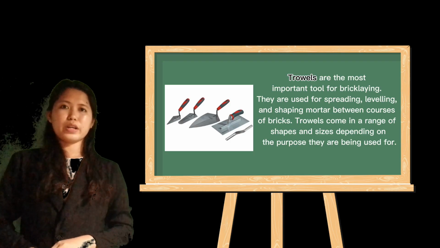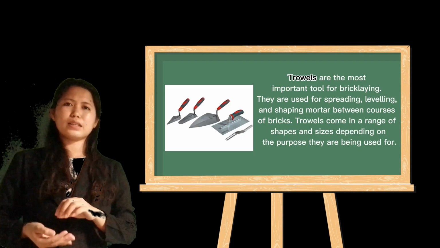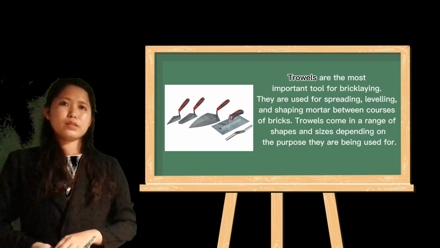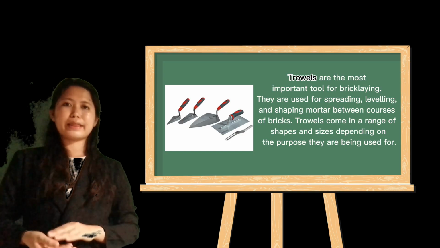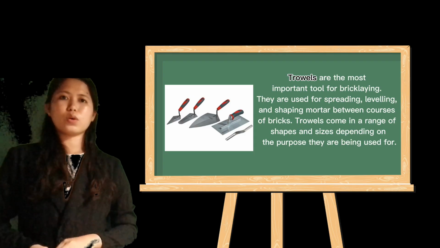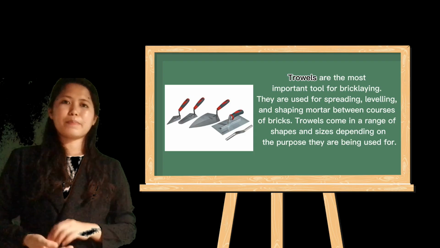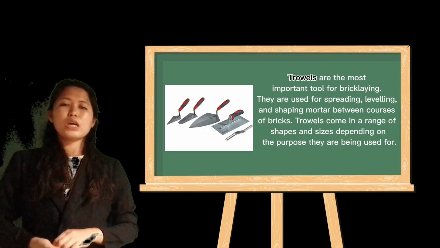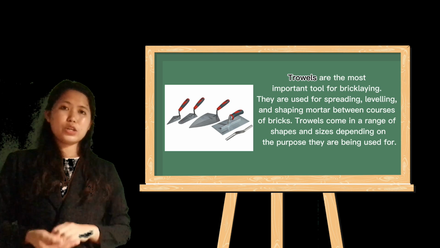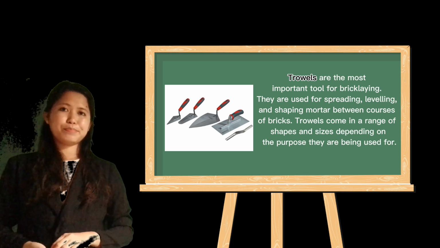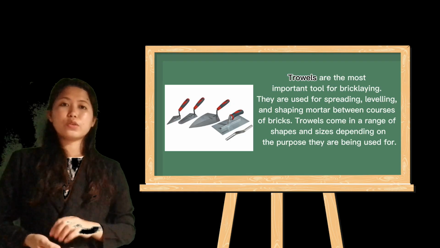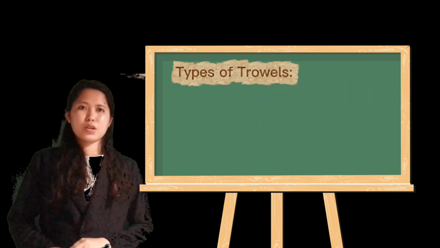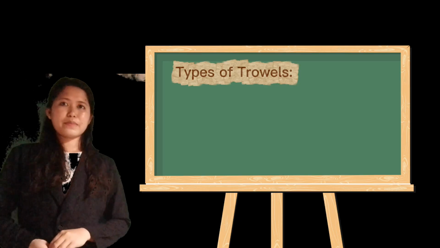Yung mga trowels is isa sa pinakamahalagang kasangkapan sa paggawa ng bricklaying. Ginagamit ito para magpahid, magpantay, at maghugis ng semento or mortar sa pagitan ng mga brick. May iba't ibang hugis at laki yung mga trowels depende sa kung saan or kung ano yung gagamitan. So, there are different types of trowels.